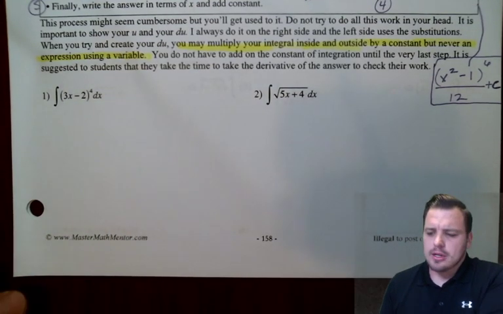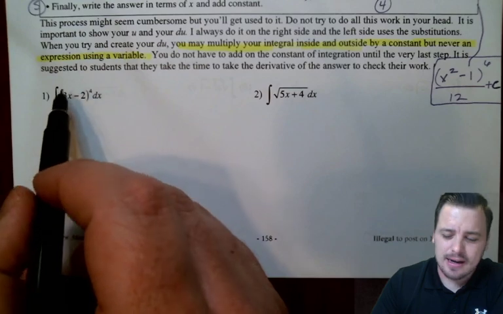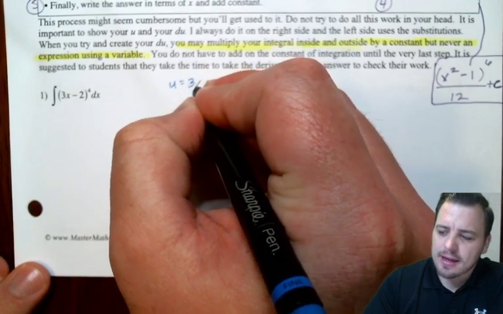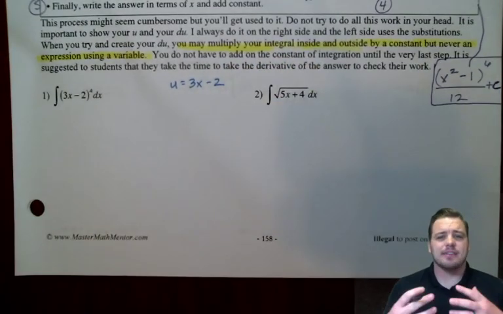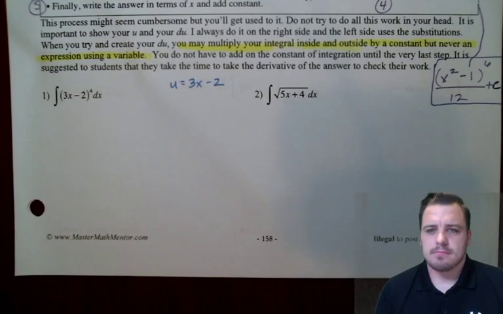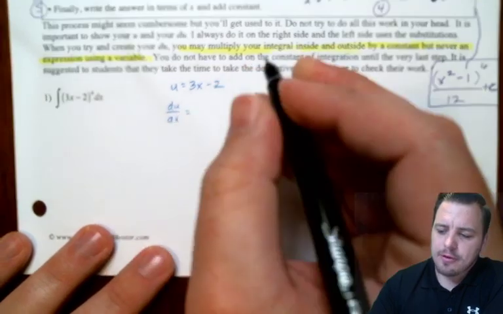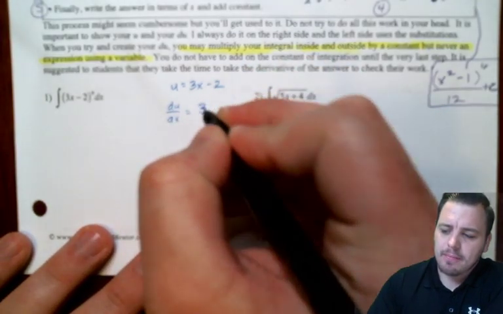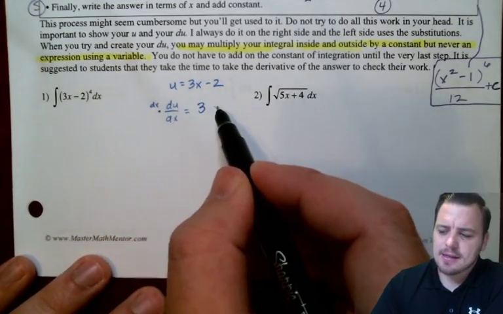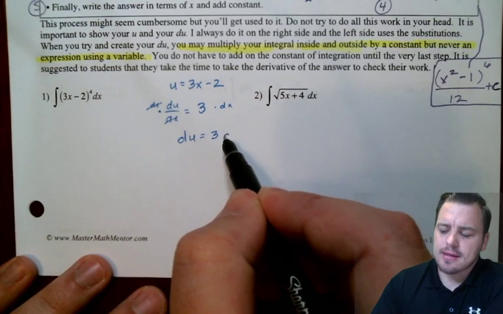So let's go. First thing we do is identify u. 99% of the time it's in the parentheses. So I'm going to say u is equal to 3x minus 2. Very first step, identify u. Most of the time it's going to be inside the parentheses. Next, find the derivative of u. That would simply be 3. Then multiply both sides by dx, cancels, cancels, and du is equal to 3 dx.